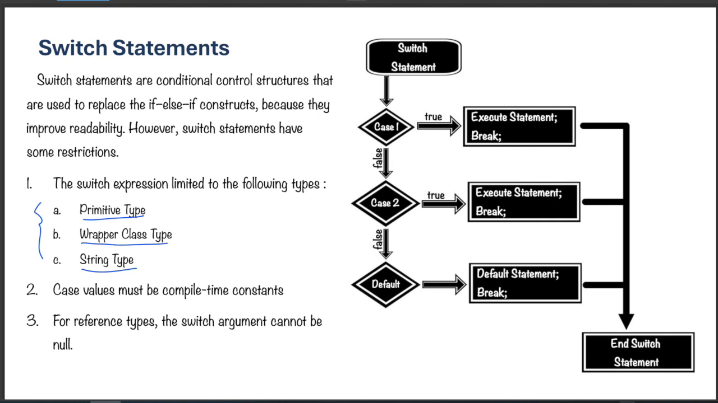Second, the case values must be compile time constants. This means that the case values can't be changing values, they have to be a constant value. And third, for reference types, the switch argument cannot be null. So the switch argument would be set up when we start the switch statement. It can't start off as null. So down here, this would throw a runtime error. It would compile fine, but when you go to run it, you would throw a runtime error.